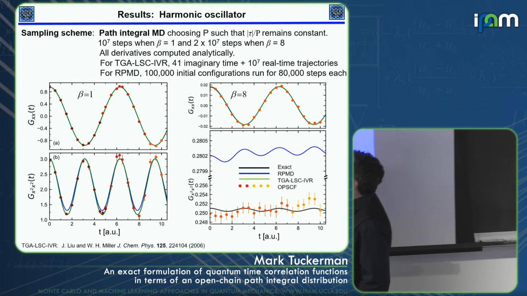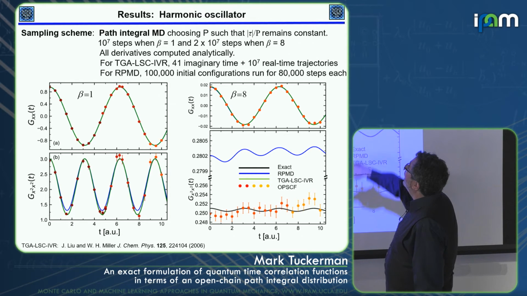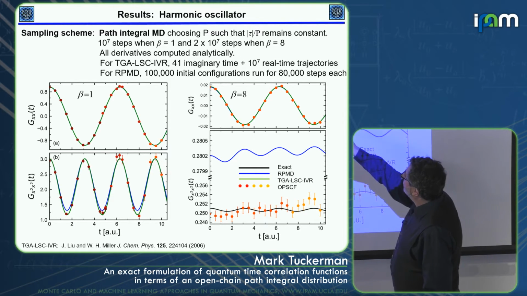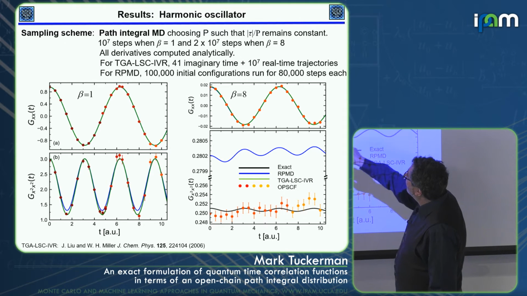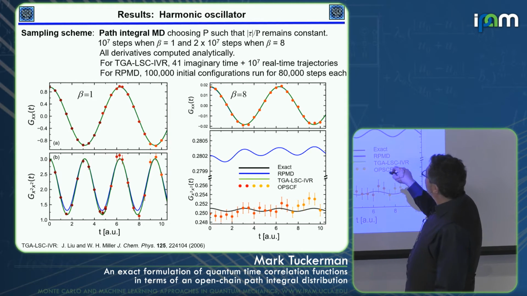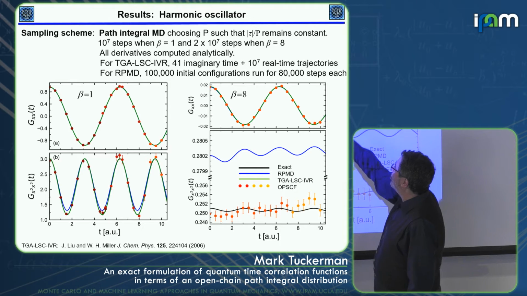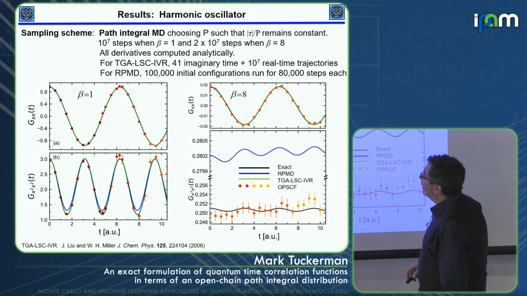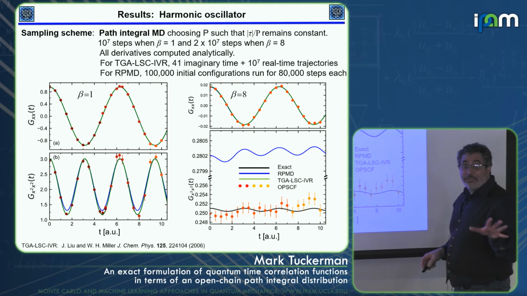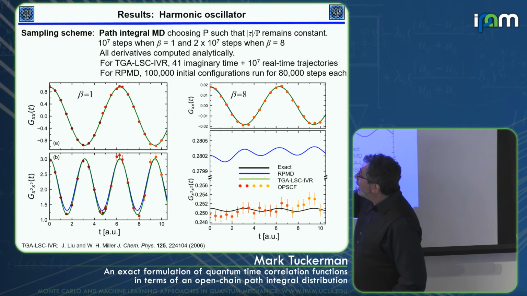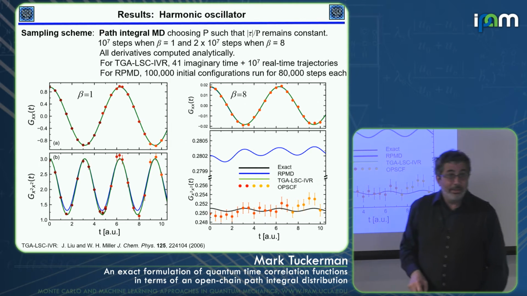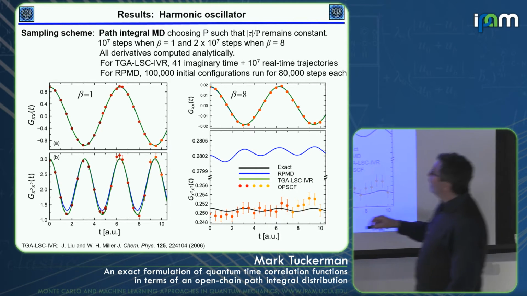So you can see that, for the harmonic oscillator, everybody is working pretty well. You don't see the differences between the exact and the RPMD and the IVR, the semi-classical one, and our open chain, right? That's for the x correlation function. But now let's look at the x squared. That's a nonlinear correlation function, all right?